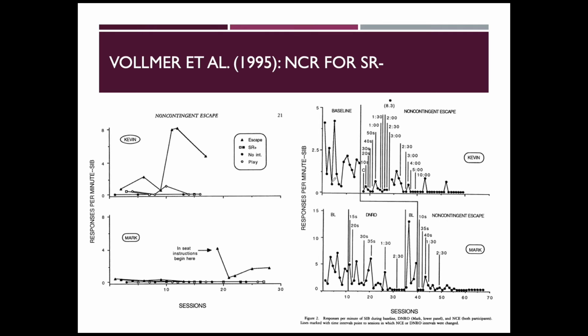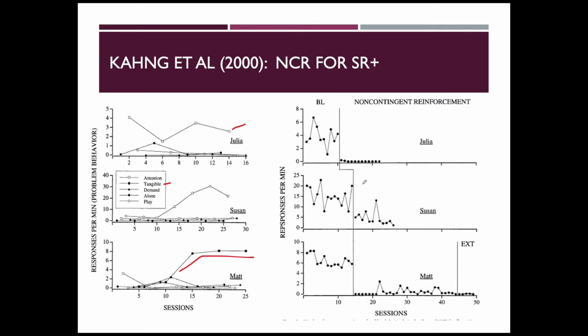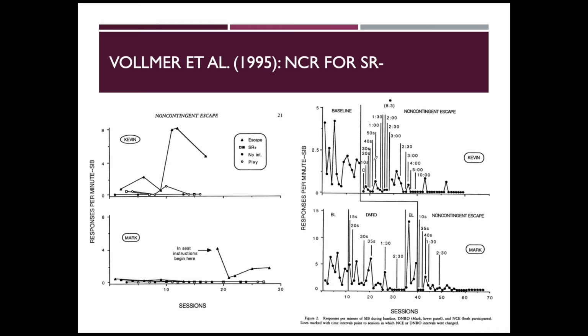So we have our baseline and responses per minute, roughly somewhere around 2 self-injurious behaviors per minute. When we introduce non-contingent reinforcement, we see an immediate reduction in SIB. The numbers above each data point are referencing the non-contingent reinforcement schedule. So you can see they actually do what's called schedule thinning very quickly in this process. C refers to continuous reinforcement.